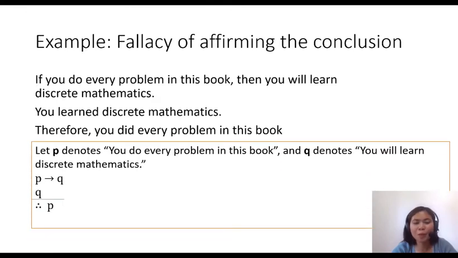So, let's try to represent each of these premises with propositional variables. So, let P denote you do every problem in this book, and then Q denote you will learn discrete mathematics. And we came up with this form. We can immediately conclude that this statement is the fallacy of affirming the conclusion. So, this is not a valid argument. But the question is, why do you think it's a fallacy of affirming the conclusion without looking at that form? So we need to understand it. So let's go to that idea.